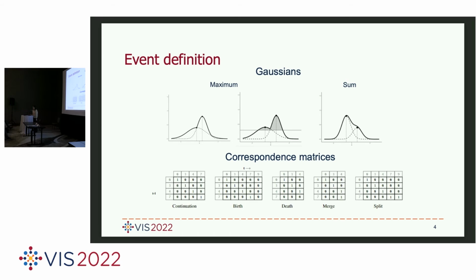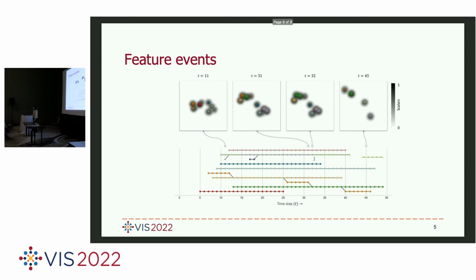I also said that we needed to define feature events, such as merge, split, birth, and death. To do this, we decided to use mathematical analytical expressions that are quick to evaluate, so we stay efficient. We encode these events in correspondence matrices, and from the correspondence matrices, we can derive a tracking graph. In this slide, I show an example of thresholded maxed Gaussians. And in the tracking graph, you can see that we have features that are born, that die, and that merge and split over time.